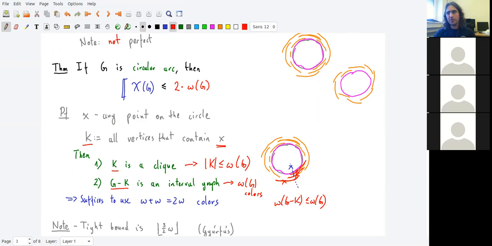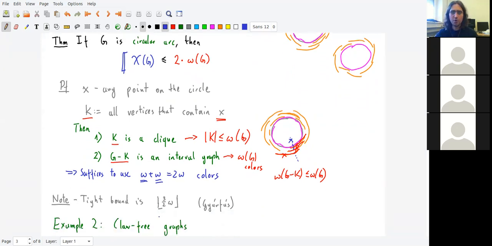So how many colors do I need to color the whole graph? It suffices to use omega plus omega colors. I put every vertex of K into a separate color, so it will be the only vertex of this color. And then for the remaining vertices of G minus K, I use the omega colors that I get from a coloring of an interval graph. So in some sense, by an easy modification of the graph, we reduced the question about chi-boundedness to invoking perfectness of some graph that we already understand.